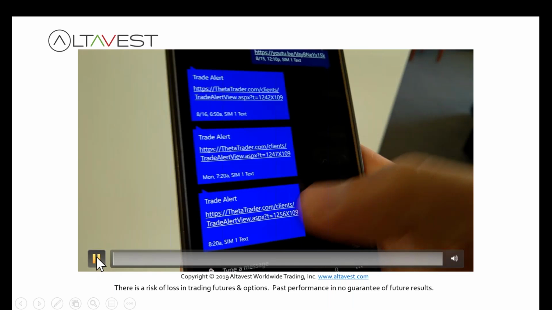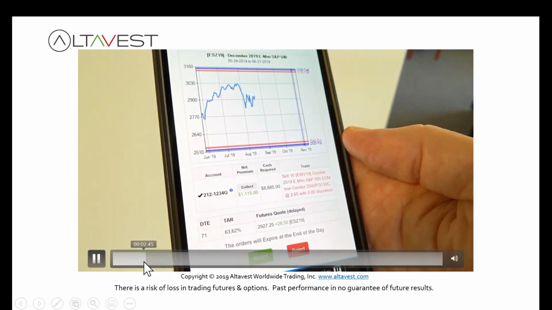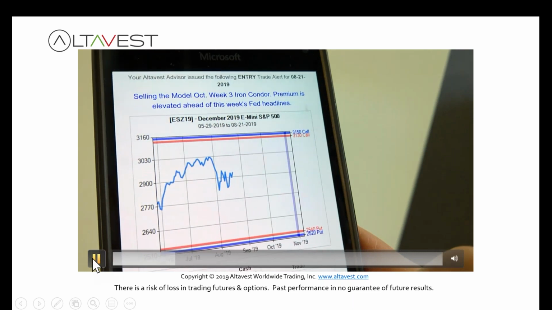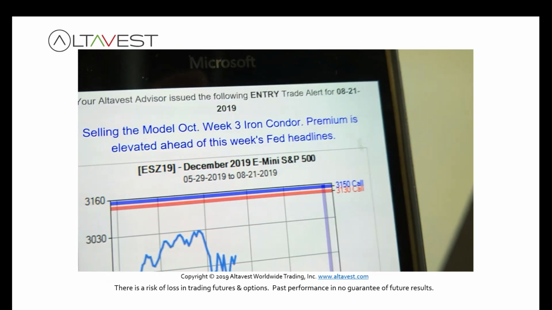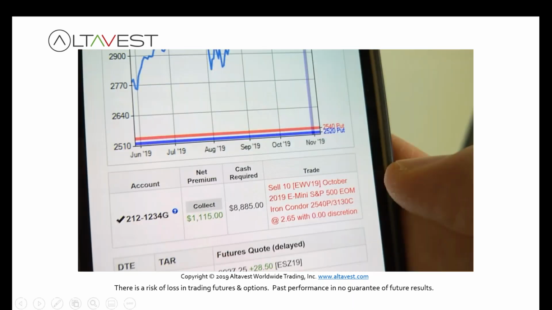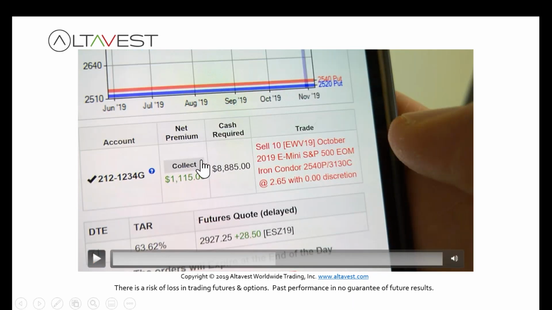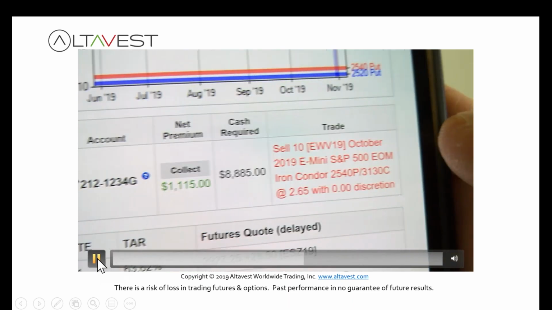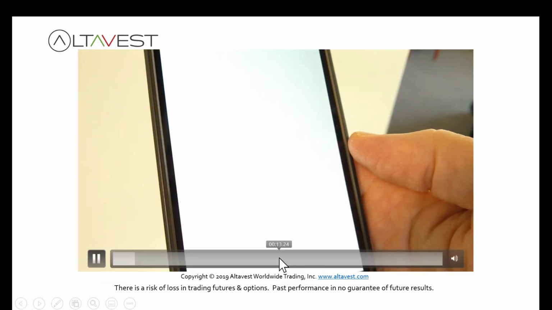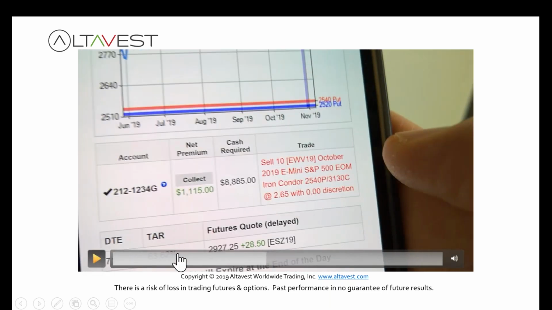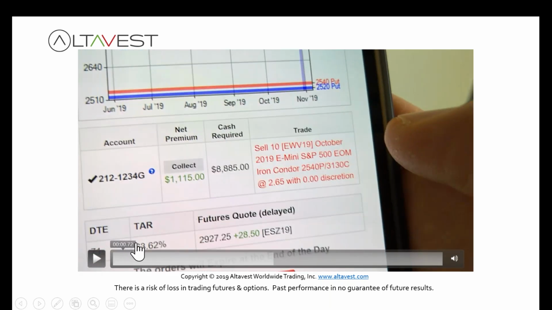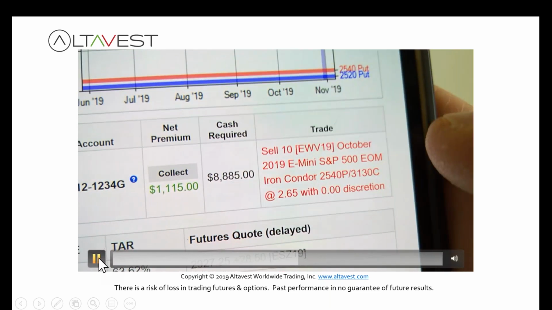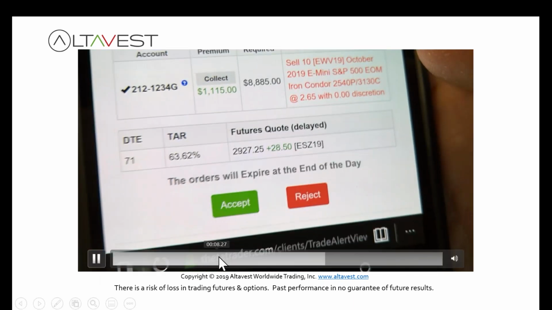Here's another example on an older phone, but you can see, you can zoom in a little bit better here. So again, it shows you the premium collected, cash required, the quantity that you're selling or buying, and a description of the trade. You'll see a little bit lower there. Oh, that was my fault. So you can see the targeted annualized return, days till expiration, current futures price, so on and so forth. But everything you need is in the alert. And if you like it, you just touch accept.